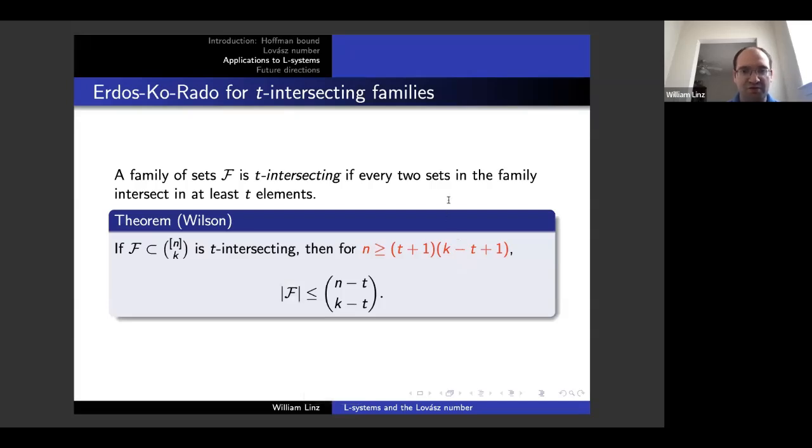Okay, so there is a version of the Ayers-Corrado theorem for T-intersecting families, and it was proven by Wilson. What Wilson showed is that if F is T-intersecting, then for n at least (T+1)(K-T+1), F has size at most (n-T choose K-T). Again, the trivial example of a T-intersecting family is you pick a set of elements of size T, and then just take all K-uniform sets, so all sets of size K, which contain that fixed T set.